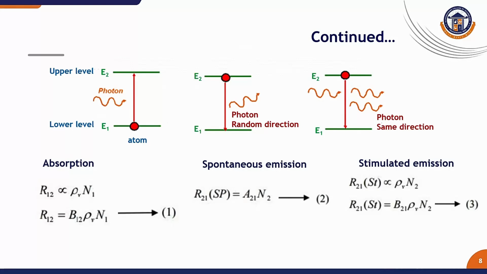Einstein developed the mathematical expressions for the following three processes. In ordinary conditions, spontaneous emission is more common, which leads to incoherent and weak light. The absorption equation: R12 equals B12 rho N1 is the stimulated absorption equation. And then the spontaneous emission equation: R21 equals A21 N2. And the stimulated emission equation is R21 equals B21 rho N2.